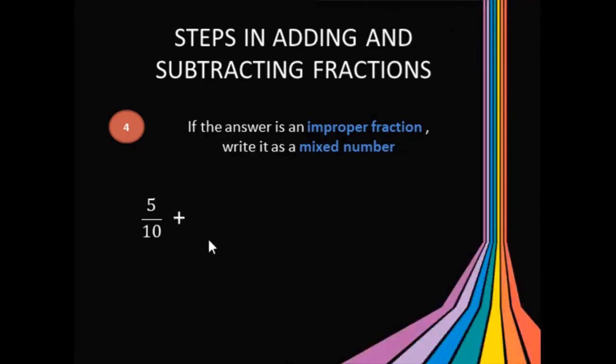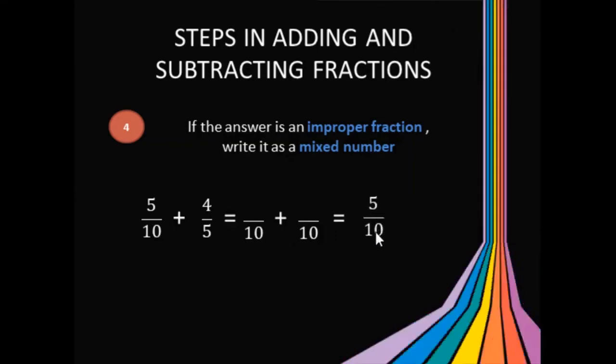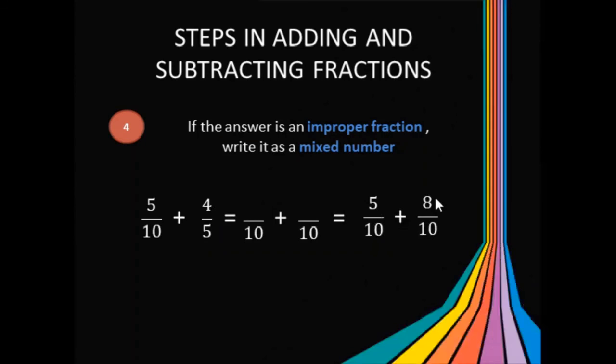5/10 plus 4/5. Denominators are different. So we look for their common denominator, which is 10. 10 divided by 5, we get 1 times 5, it's 5/10. 10 divided by 5 is 2 times 4, we get 8. So it's 5/10 plus 8/10. Add 5 and 8. We get 13 over 10.